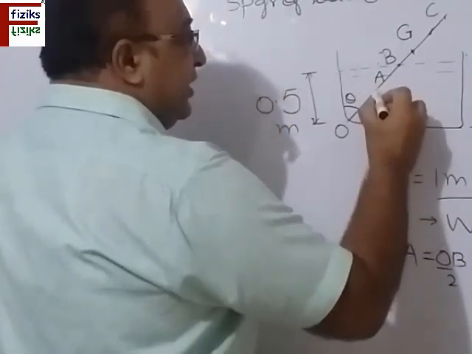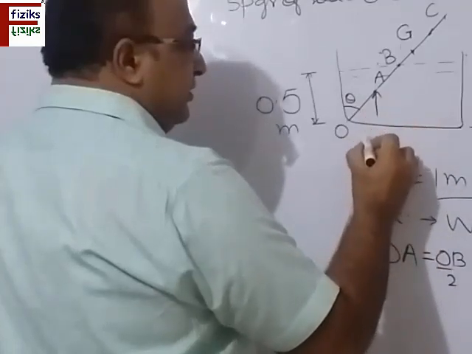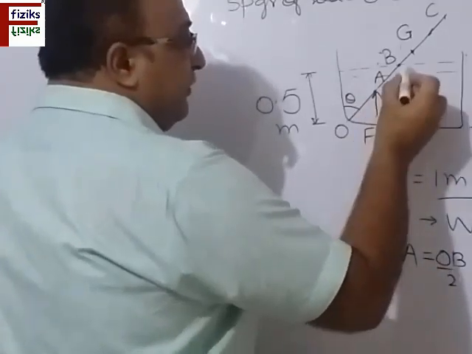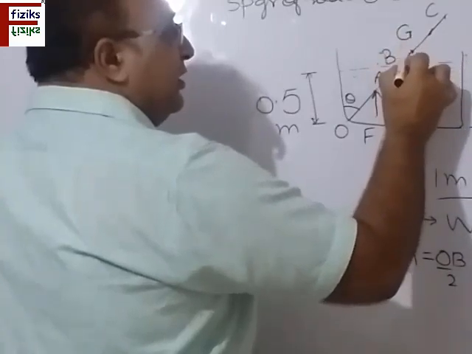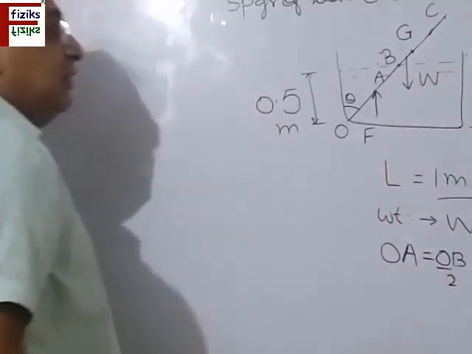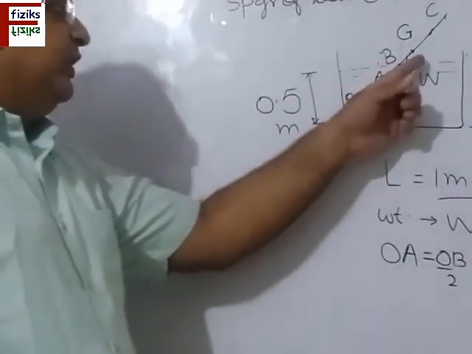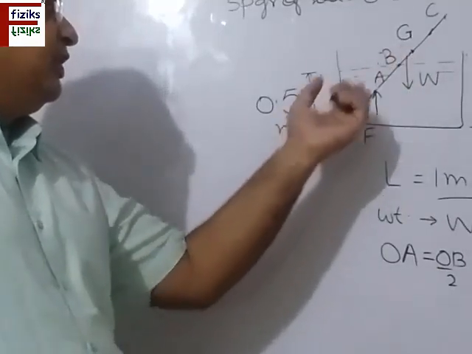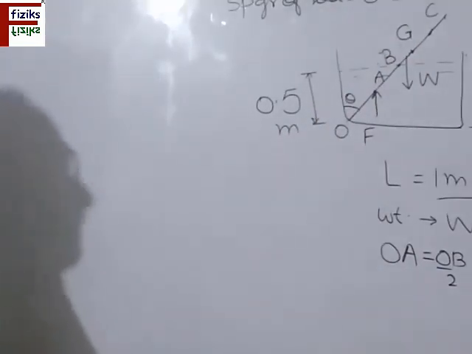So the thrust force is acting at this point in upward direction. F is the thrust force. What about the weight? Weight of the rod is acting at its center, which is G, this point. This is acting in downward direction. So length of rod is 1 meter. Now this point G may be outside the immersed portion or maybe inside, does not matter.